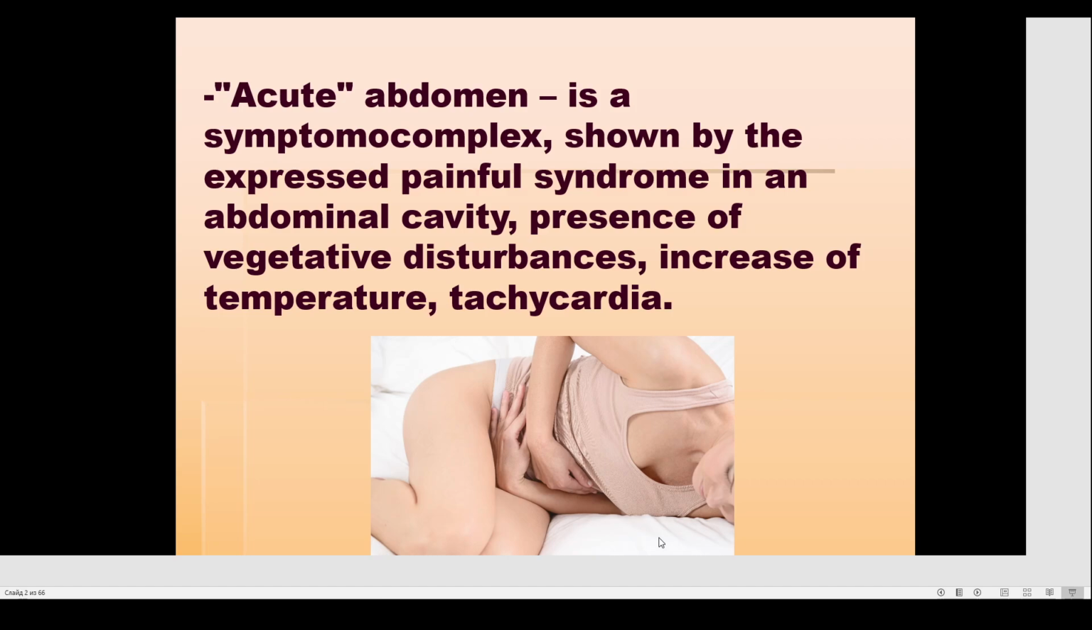What is acute abdomen? It is a symptom complex shown by the expressed painful syndrome in the abdominal cavity, presence of vegetative disturbances, increase of temperature, and tachycardia.